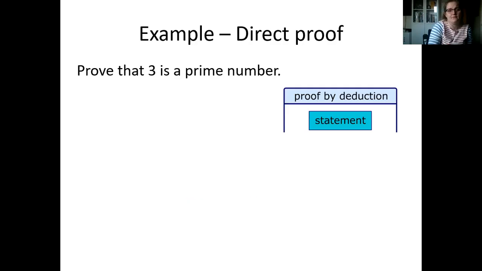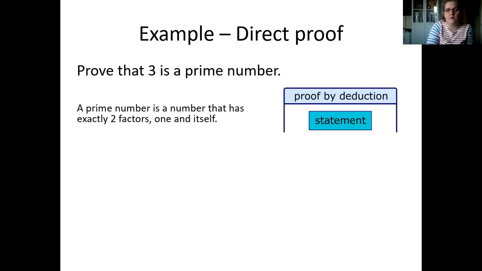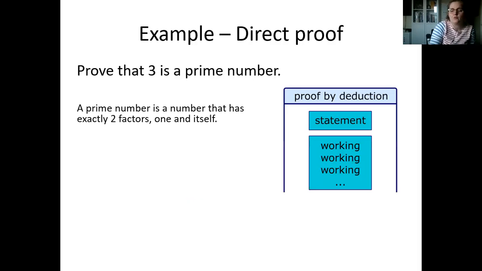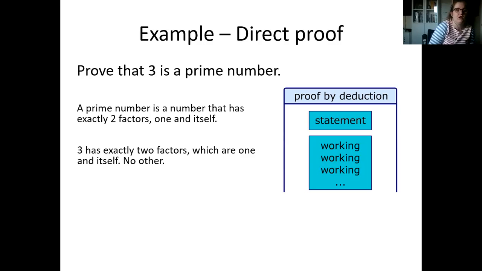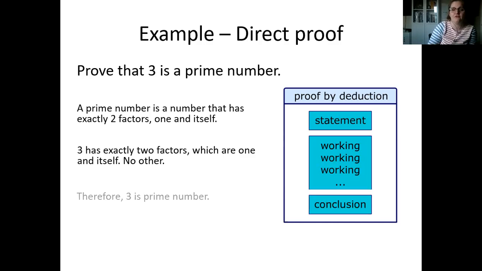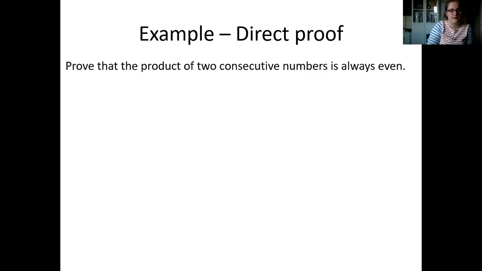Our statement is: a prime number is a number that has exactly 2 factors, 1 and itself. We're going to show our workings out now. 3 has exactly 2 factors, which are 1 and itself. There are no others. Our conclusion, therefore, 3 is a prime number. Another example. If you want, you could pause these, and then I'll go through the explanations now.